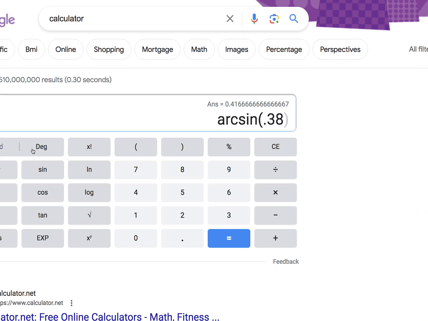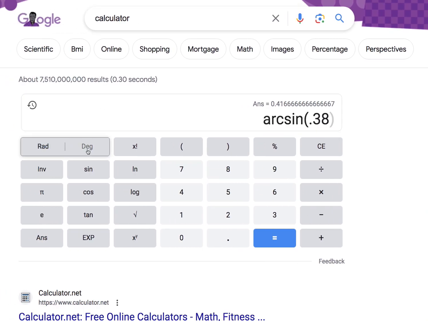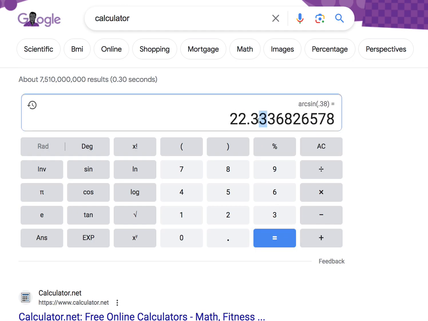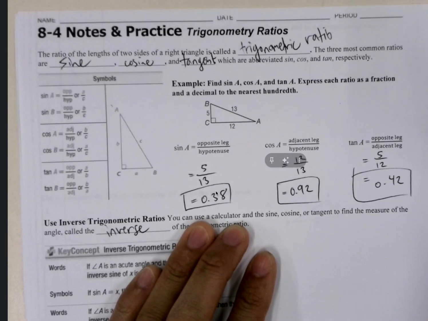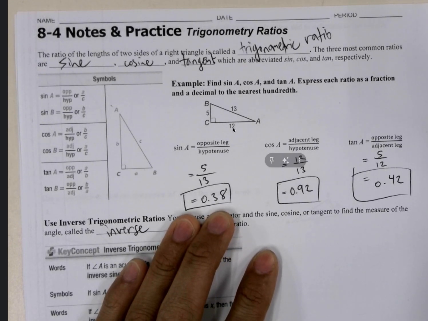And then here you're going to put radians or degrees on this part right here. And we are familiar with degrees, right? So let's click in on degrees, or else you're going to get values that you're not familiar with. But arcsine is another way of saying inverse of sine of 0.38 is equal to 22.33. So here it's 22.33 degrees, right?